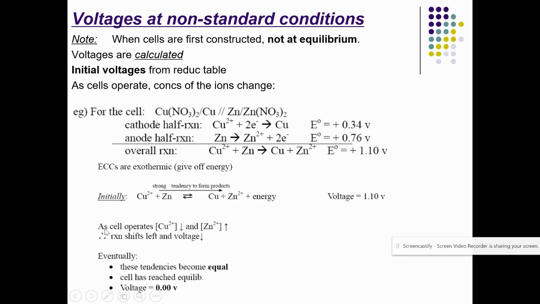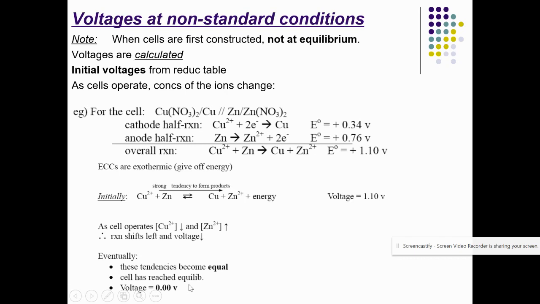All right, so as the cell operates, our Cu2+ concentration goes down, right? And our Zn2+ concentration goes up. The reaction shifts left, and our voltage is going to decrease. So eventually these tendencies become equal. The cell has reached equilibrium and the voltage is at 0.00.